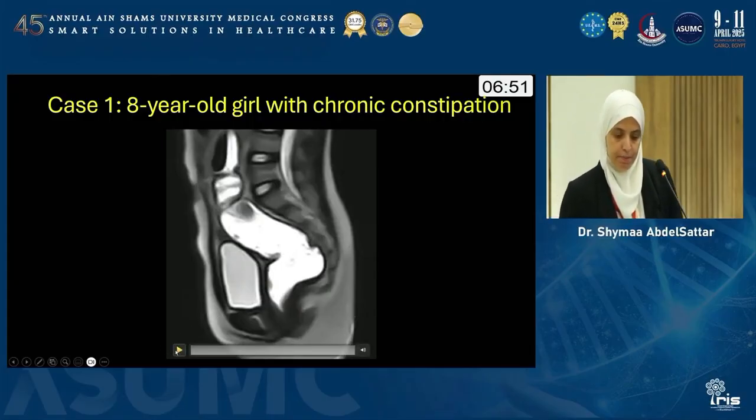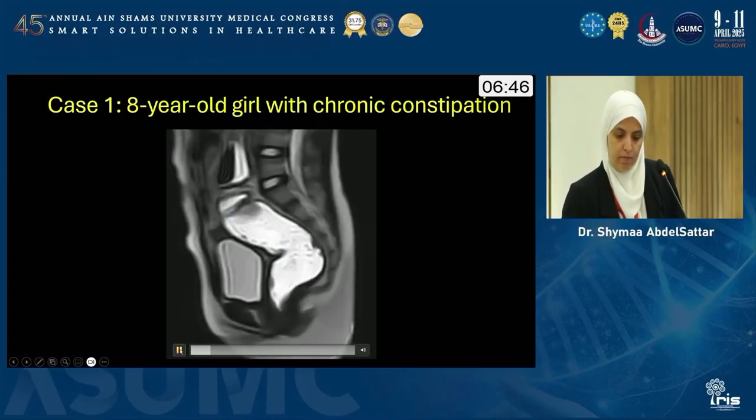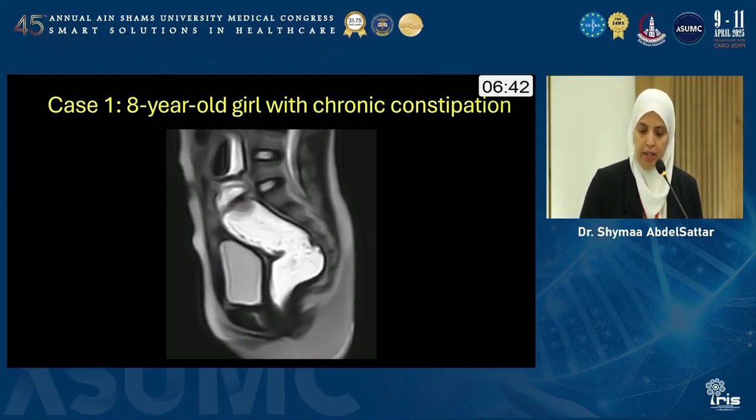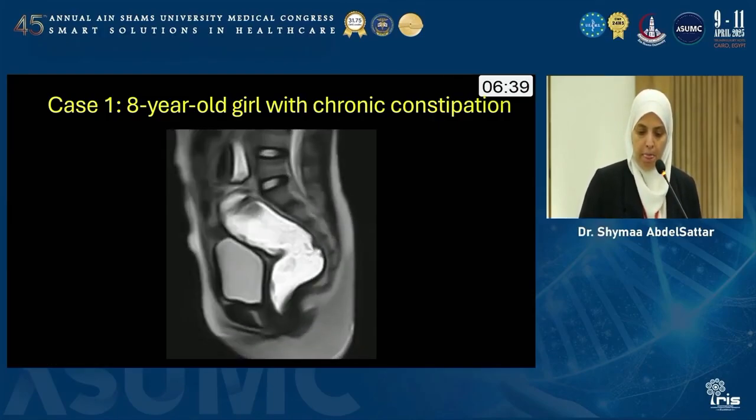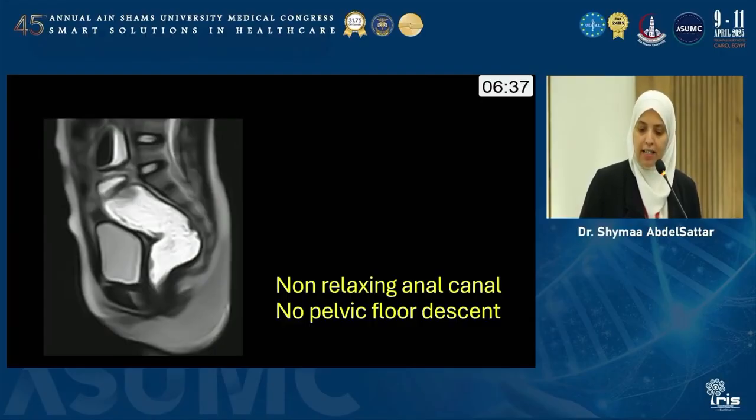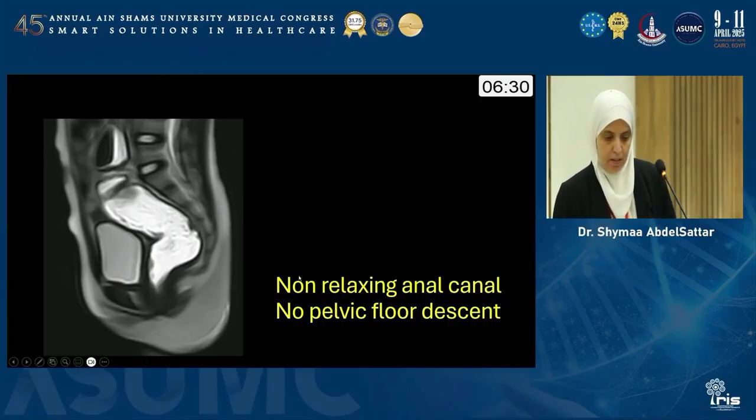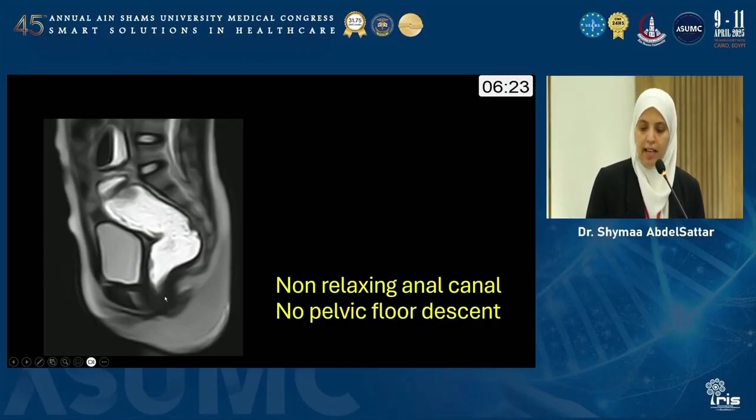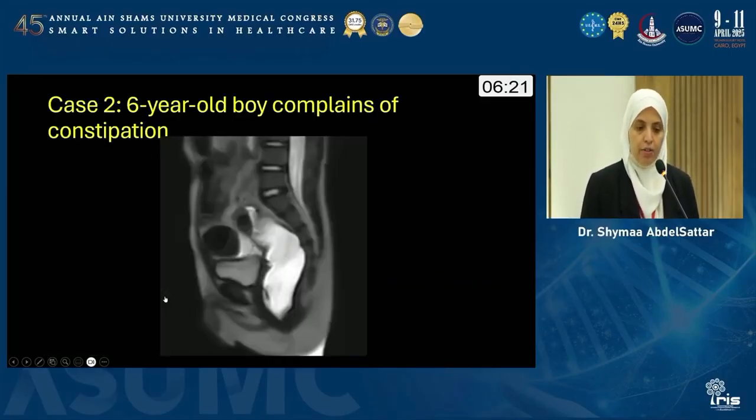During defecography, we can see here the patient is unable to expel the rectal gel due to a non-relaxing anal canal. We can see here also the anorectal junction. There is no descent of the anorectal junction or abnormal widening of the pelvic floor hiatus, only a non-relaxing anal canal. Another case, a 6-year-old boy complains of constipation.